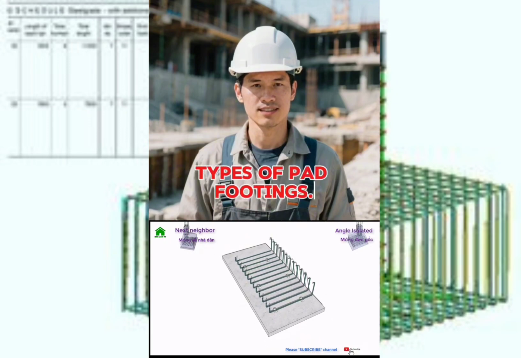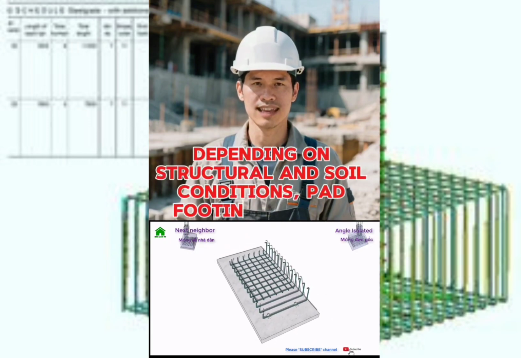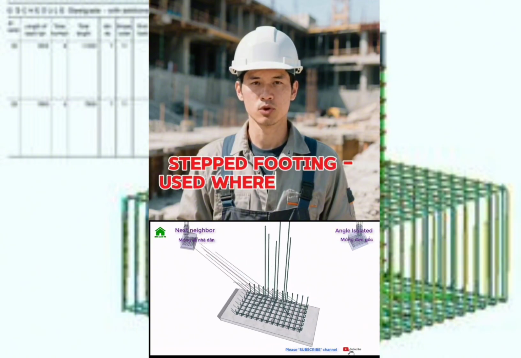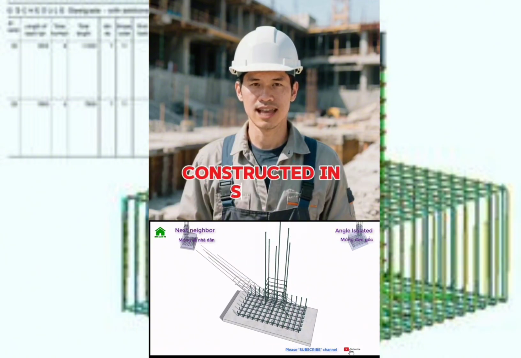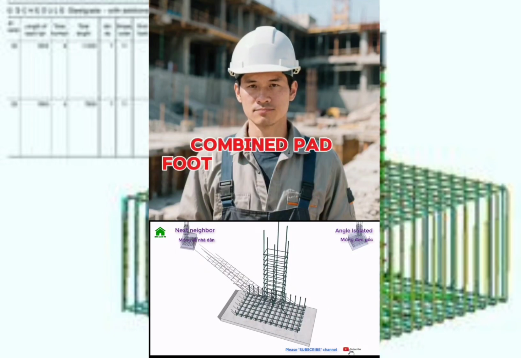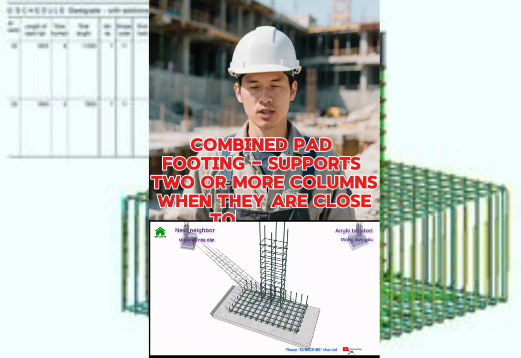Types of pad footings. Depending on structural and soil conditions, pad footings may be: Simple pad footing, which supports a single column. Stepped footing, used where greater depth is required, constructed in steps. Sloped footing, with tapered thickness to optimize material use. Combined pad footing, which supports two or more columns when they are close together.